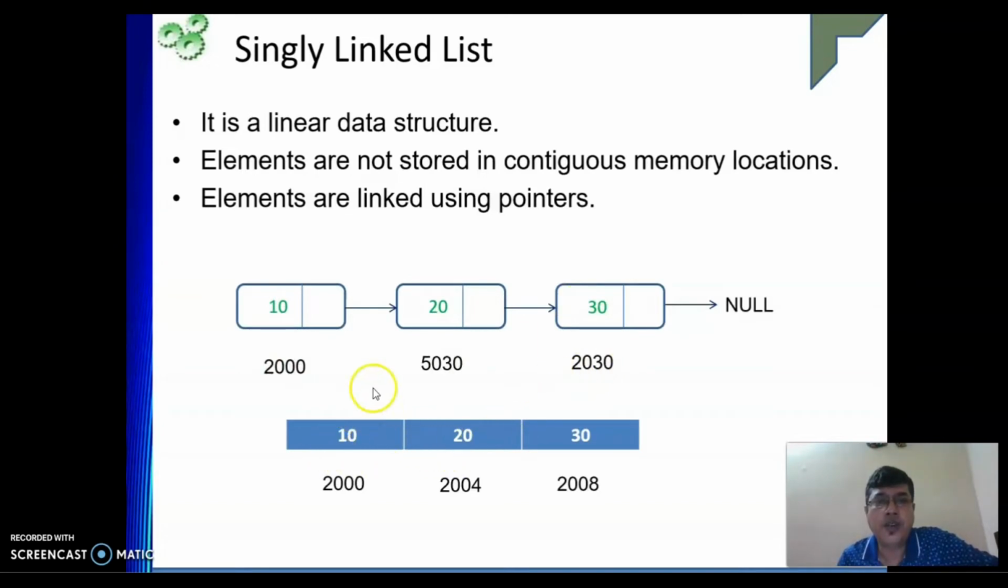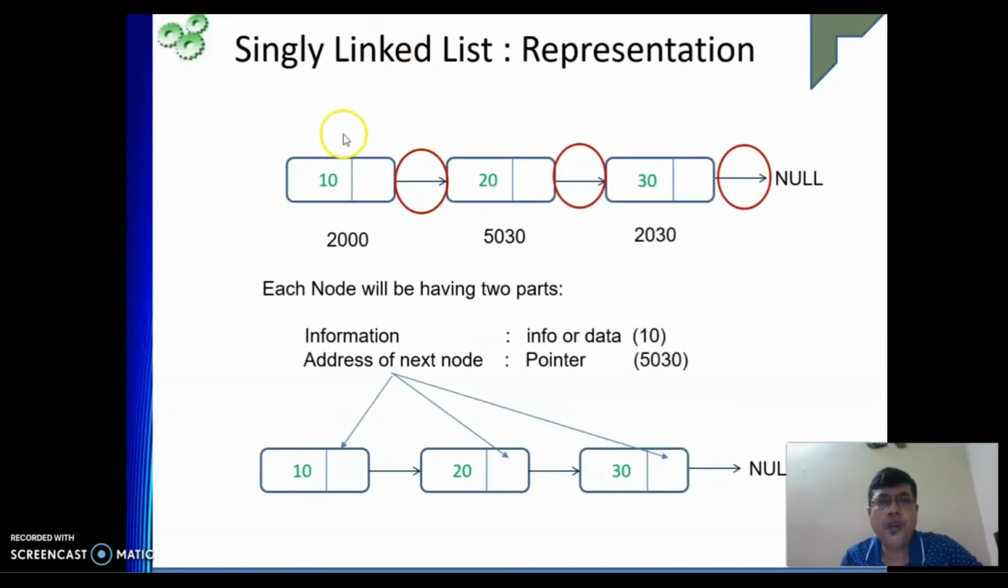In C we don't have to do this because we know an array is stored in contiguous memory location. If we know the index value of the array starts at 0, then the next index will be 1 and I can easily access it. So having said this, let's move on. These are the links that I was talking about. Next, how we represent this.